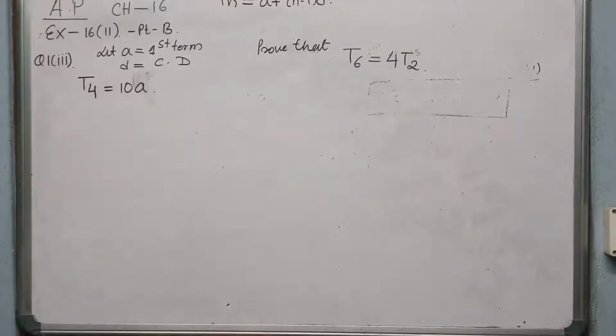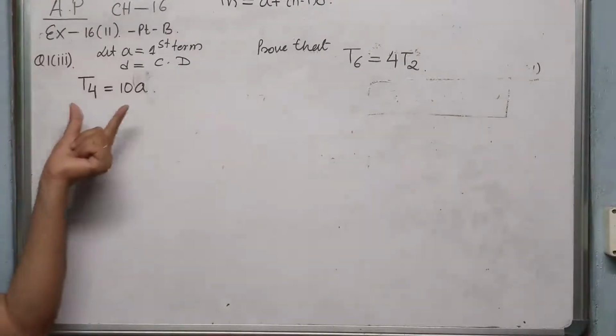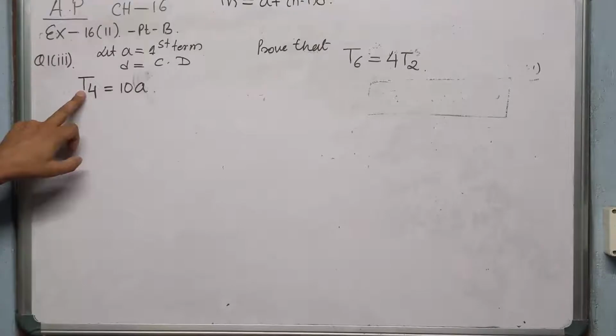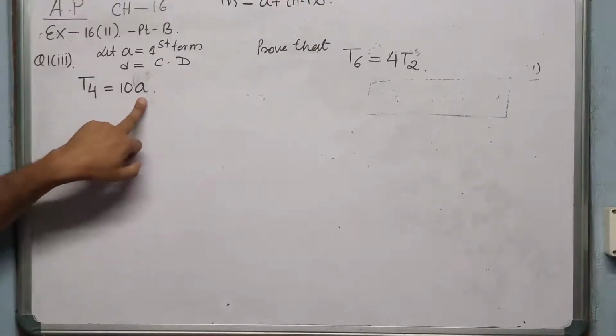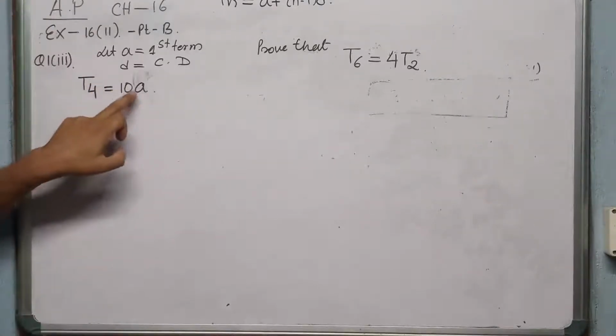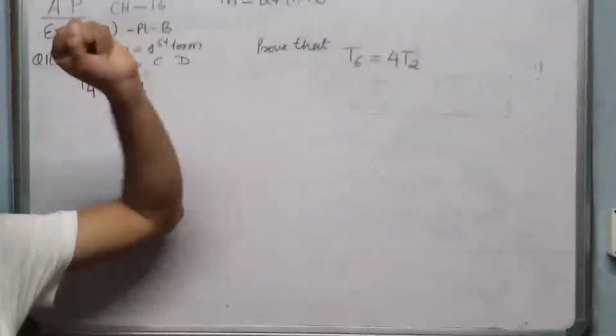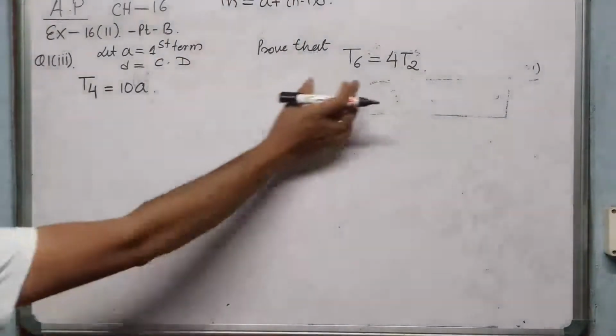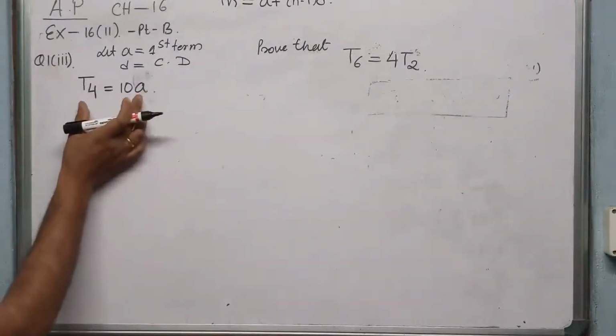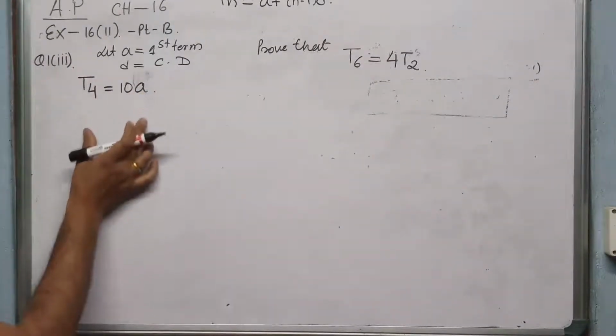Now, according to the given question, the fourth term is 10 times the first. It is a given condition. Prove that the sixth term is 4 times the second. Now, you have to prove this using this relation. From this relation, I'll calculate the relationship between A and D.